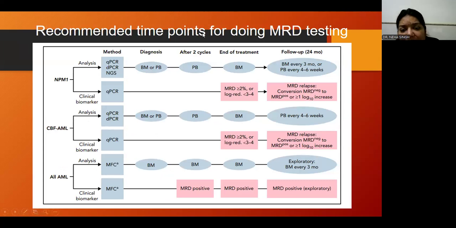So the recommended time points for doing MRD testing and the clinically relevant actionable time points are shown in this diagram. The clinically actionable time points are shown in red. So you see, after 2 cycles of your starting therapy, if MRD is positive in bone marrow by flow cytometry, that is the time point when you can escalate your treatment. Apart from that, at the end of therapy, if you have more than 2% MRD or the log reduction is less than 3 to 4 or flow is MRD positive, you need to intervene.